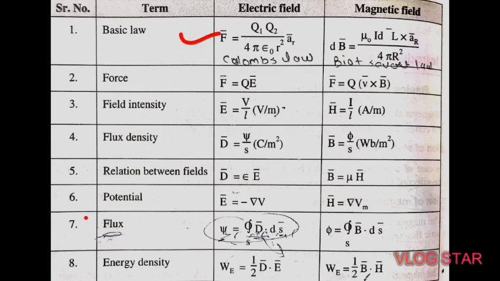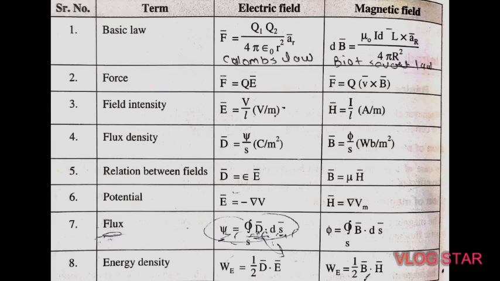Then if we consider the second point, that is force, in terms of electric field the force is represented as F bar is equal to Q into E bar, and for magnetic field it is denoted by F bar is equal to Q in bracket cross product of V bar into B bar. Then the third point is field intensity.